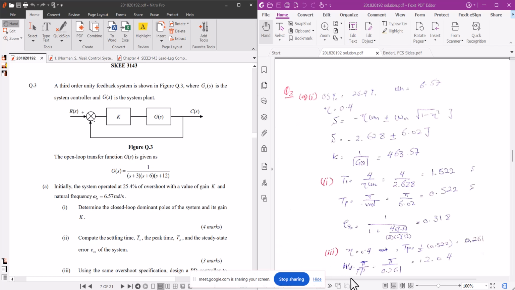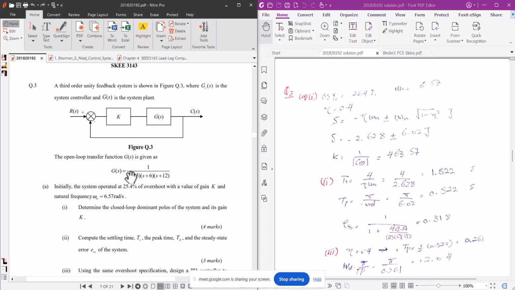Okay, now we will do question number 3. A third order unity feedback system is shown in question 3, where Gc is the system controller and G is the plant. So this is the plant, system plant, and this is the controller, K. The open loop transfer function G is 1 over (s plus 3)(s plus 6)(s plus 12). This is a type 0 system because there is no pure integrator.